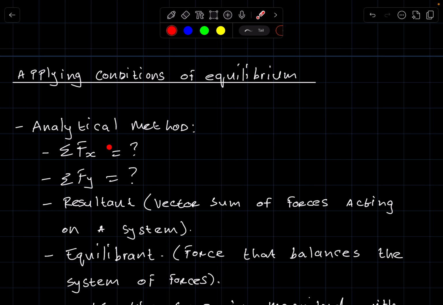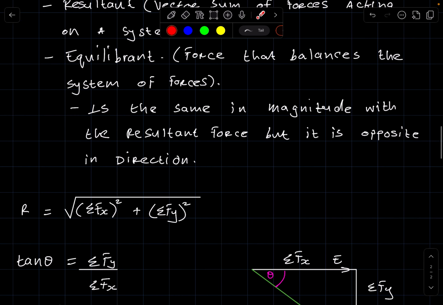That is why, after having determined the two components, in calculating the resultant you simply use Pythagoras' theorem to determine the magnitude of the resultant. So this is the x component of the resultant, and this is the y component of the resultant, and this gives you the magnitude of the resultant.